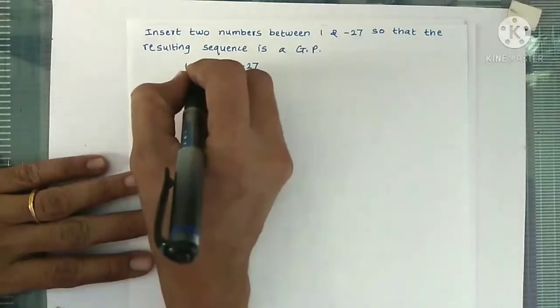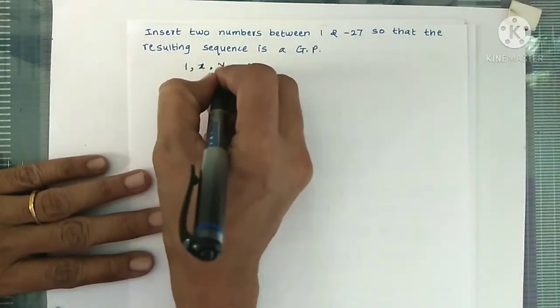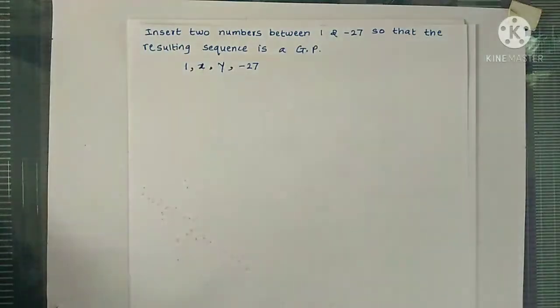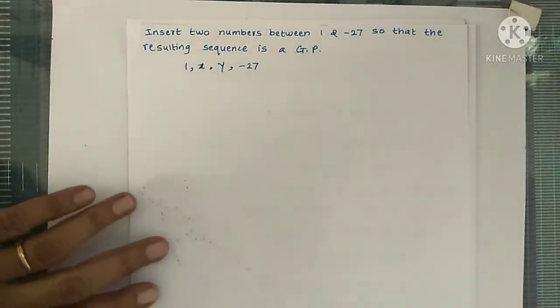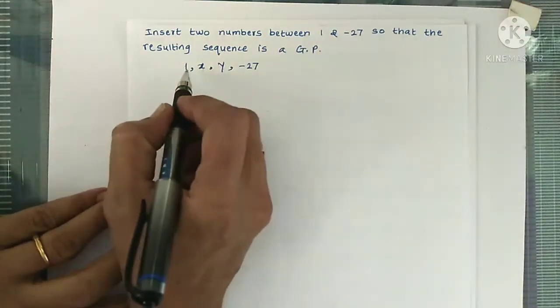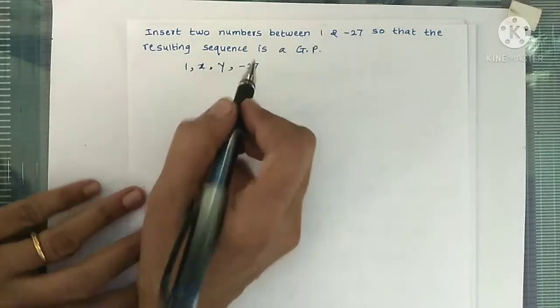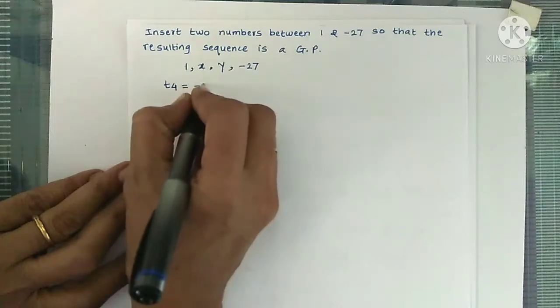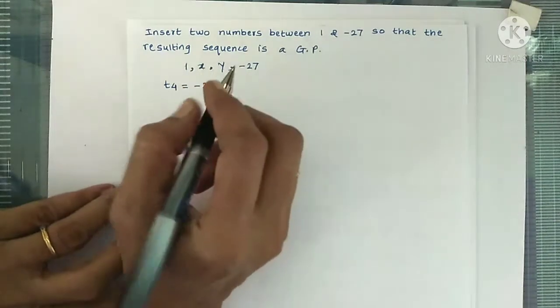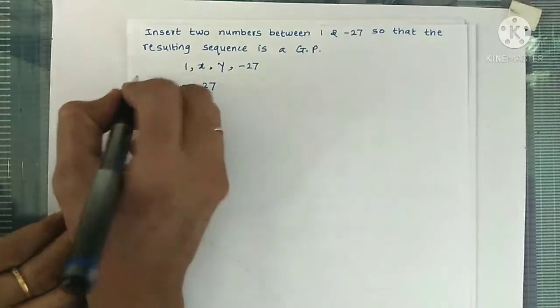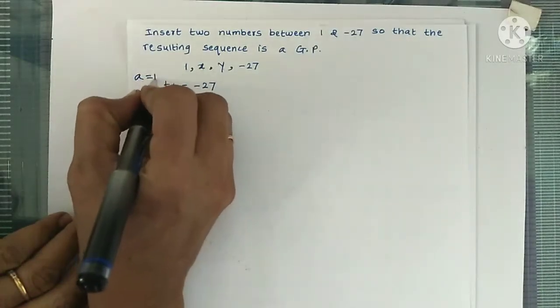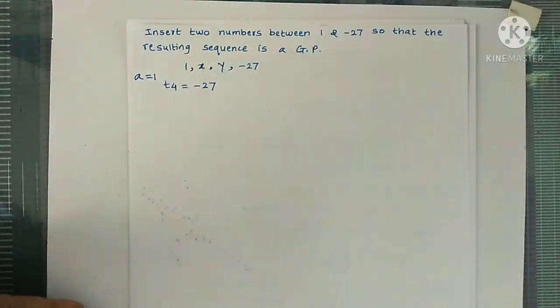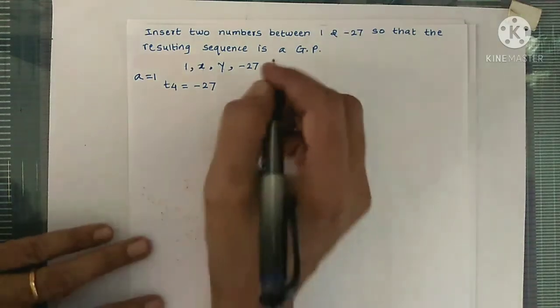So let the numbers be x and y. So we want to find out values of x and y. Now as we want this sequence to be a GP, that means what? See here, it is the first term, second term, third term and fourth term. So we have fourth term of the GP as -27 and first term is 1. So we denote first term by A. So A equals 1 and fourth term is -27.